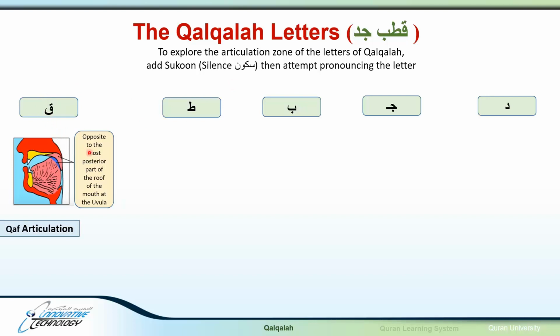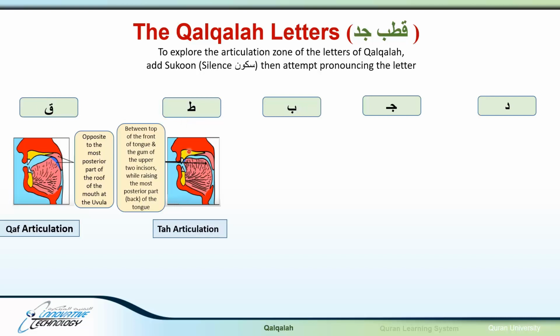The Qaf, articulation, Iq, is opposite to the most posterior part of the tongue. This is the most posterior part of the tongue in blue. And when that goes up towards the roof of the mouth, posterior to the hard palate, at what we call the soft palate and the uvula, that is basically where the Qaf is articulated. Iq.